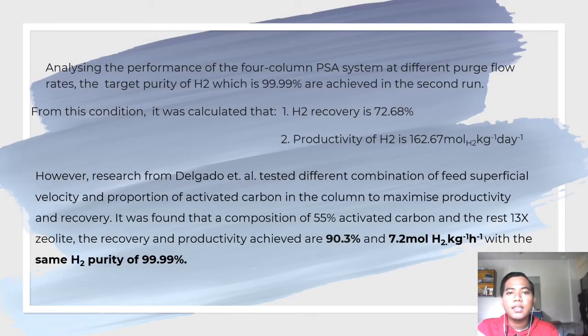This is the figure of a 4-column PSA cycle with the sequences of each column. In analyzing the performance of the 4-column PSA cycle, we found two clashing articles, one of which said that a recovery can only be acquired at 72.68%. However, research from Delgado said that with a 55% composition of activated carbon, we can still acquire a productivity of 90.3% with a purity of 99.99%.